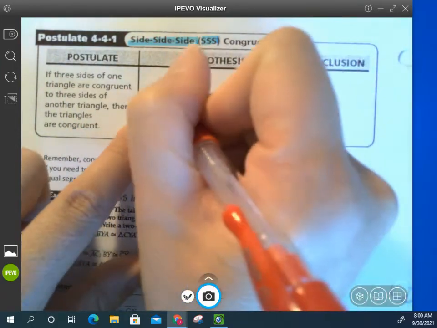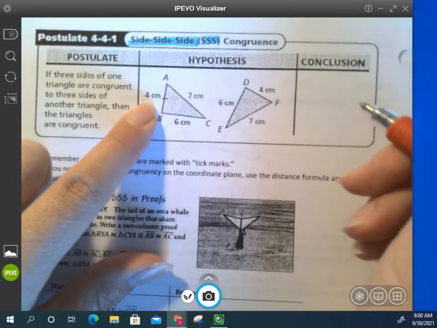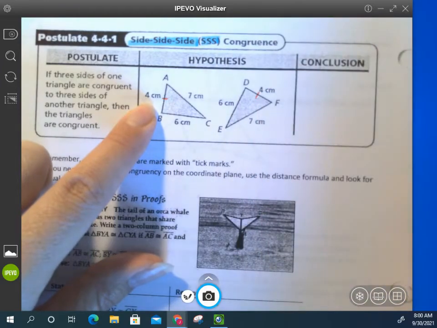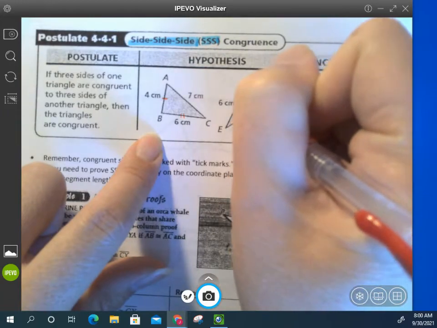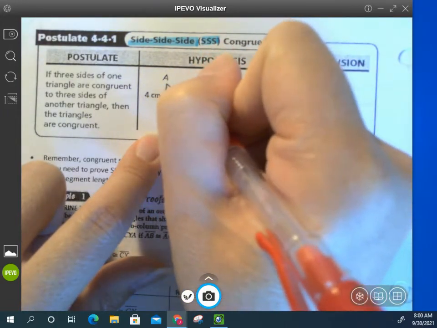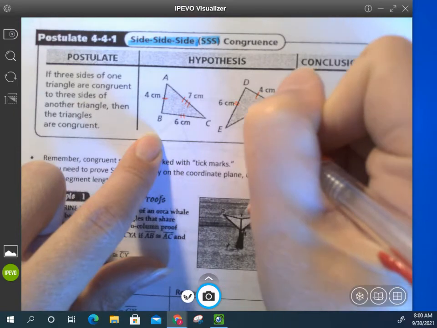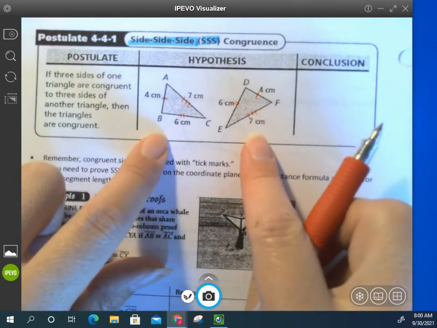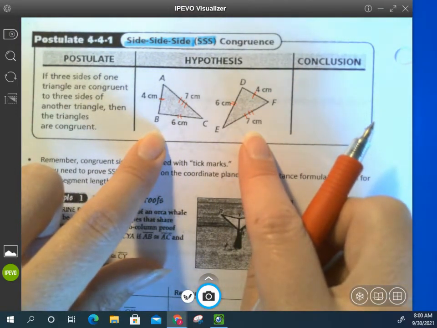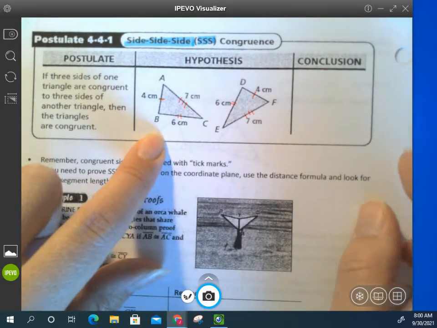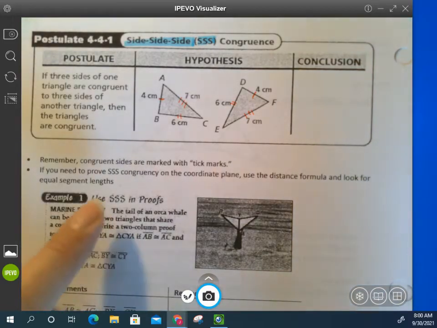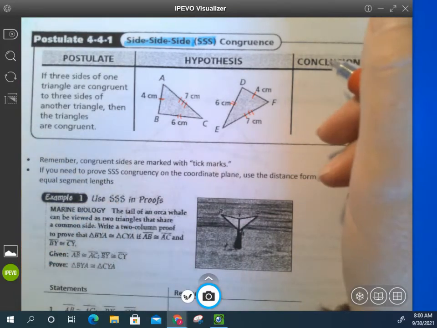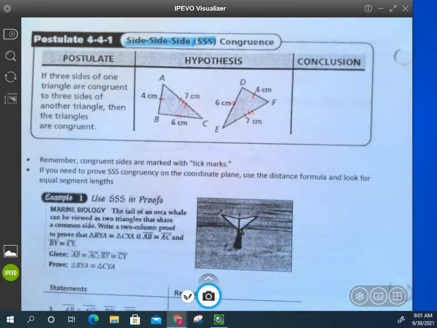So let's mark this. This triangle has a 4 centimeter side, and this triangle has a 4 centimeter side. Okay? This has 6 centimeters, and this also has a 6. And the 7 centimeters pairs with 7. So you can see that we have 3 sets of congruent sides. So that's all I need to prove it. So if I have 3 sets of congruent sides, then I also have 3 congruent angles, which means I have 3 congruent triangles. So what's my conclusion? Well, triangle ABC is congruent to what?